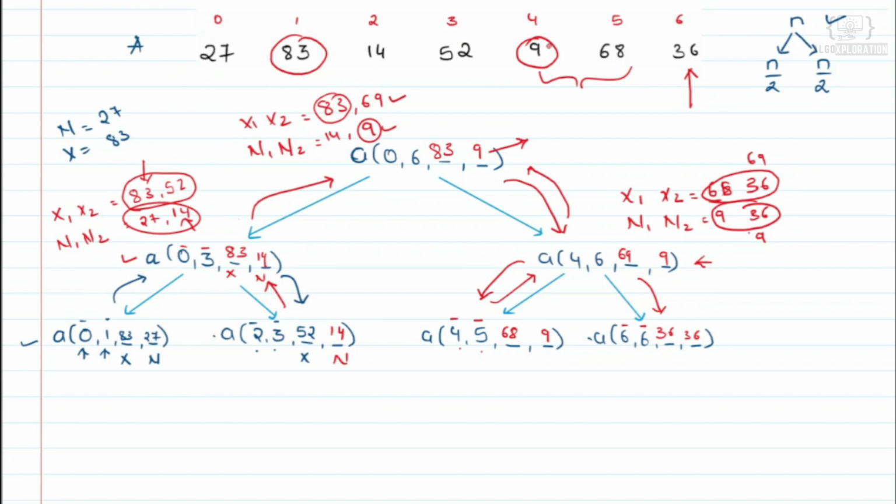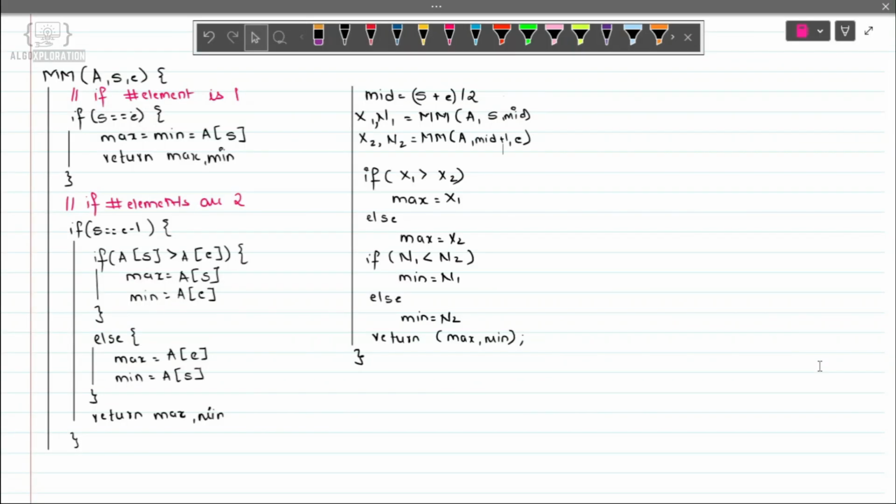Now let's see the pseudocode. Here I have named the function mm, obviously that is min-max, and it will accept three parameters: array, start index and end index. Now as I said, we have to define the small problem first. So here the small problem will be if the number of elements is 1 or if it is 2. So let's see what happens if the number of elements is 1. It will compare whether start index equals end index. If it is, then it will assign a of s as max and min and return it.